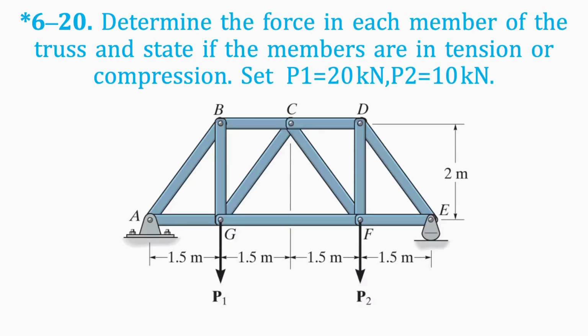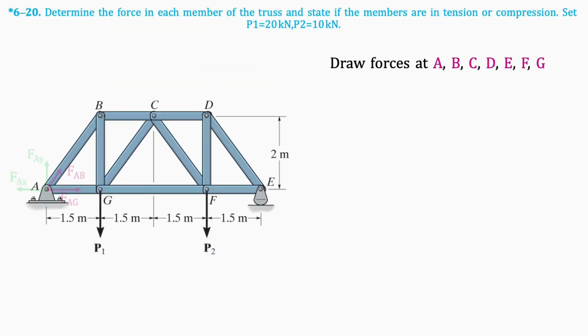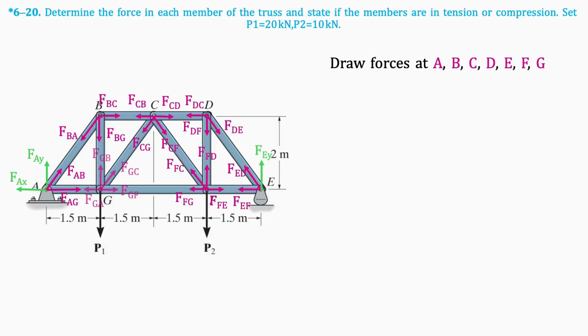Today's question is, determine the forces in each member. First, we'll draw free body diagrams of the forces at joints A, B, C, D, E, F, and G, assuming they are all tension forces. We will call tension forces positive. Forces along their members are drawn in pink, and reaction forces are drawn in green.